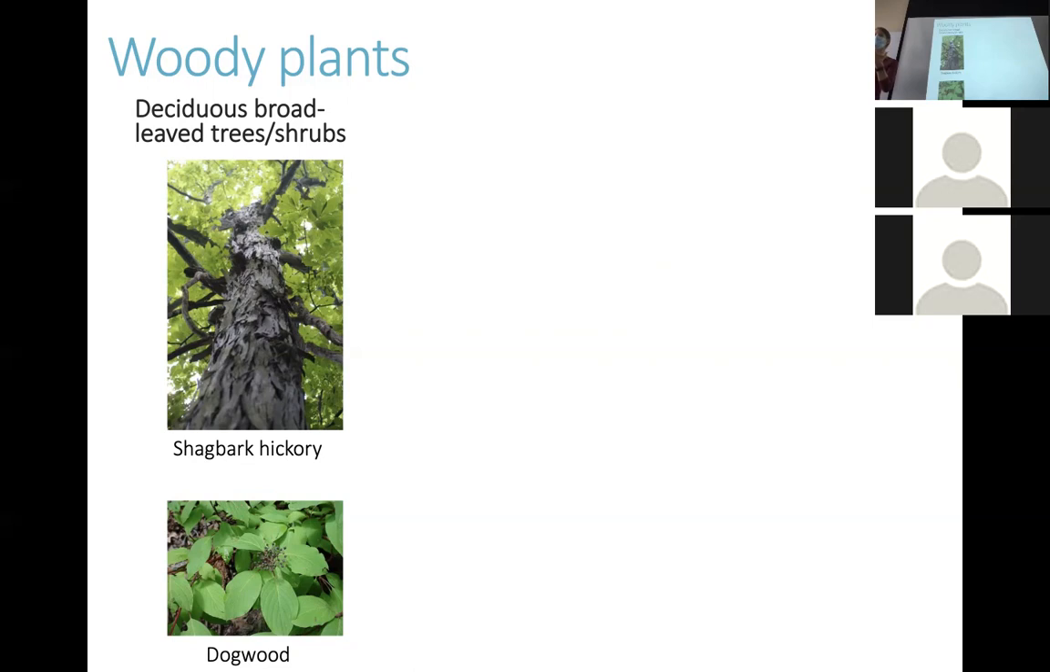Like all the trees around, not all of them, but most of the trees around here are deciduous. They lose their leaves when winter comes around. So that's deciduous. Broadleaved means they don't have needles for leaves. So pine trees would not be in this category. Again, most of the trees around here are broadleaved deciduous. So they have big expansive leaves. Hickory trees, oak trees, dogwood, those all fall into this deciduous broadleaved.